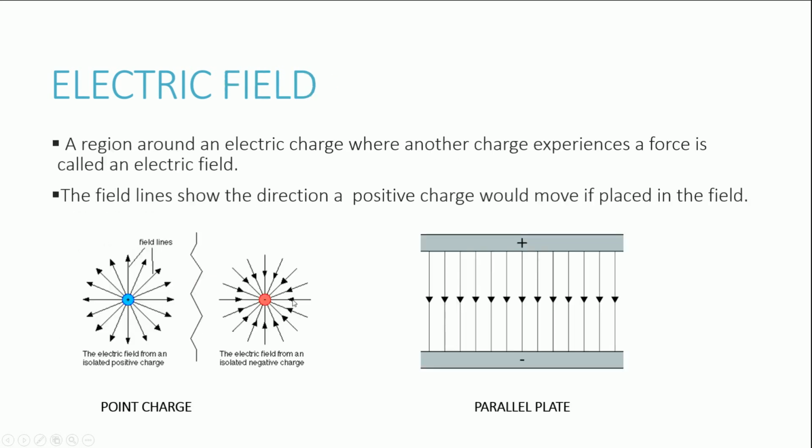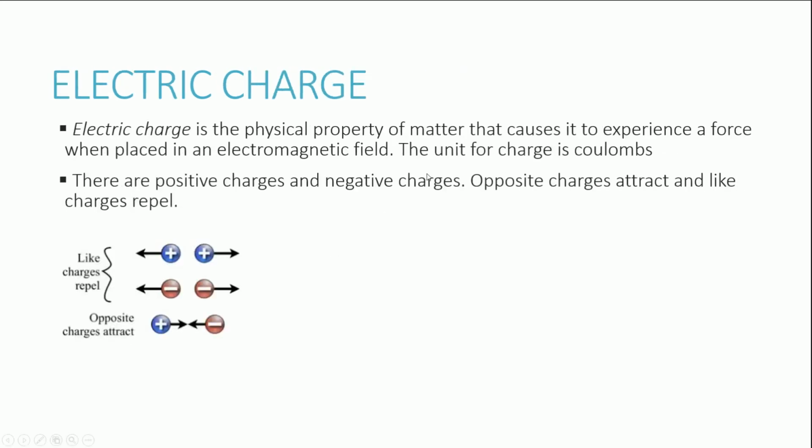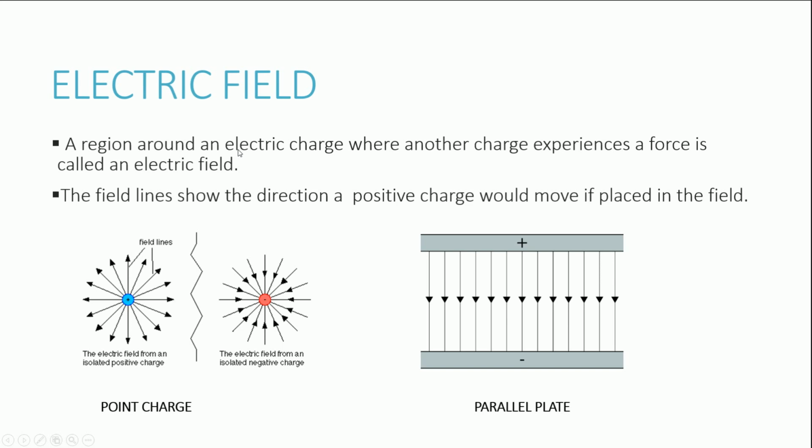So now that we've looked at an electric charge, which by definition, if you look over here, experiences a force when placed in an electromagnetic field, naturally we're going to be looking at electric fields, which is defined as a region around an electric charge where another charge experiences a force, and that is an electric field. So field lines basically show the direction a positive charge would move if placed in the particular field. So we are thinking about everything in terms of field lines from the perspective of a positive charge.